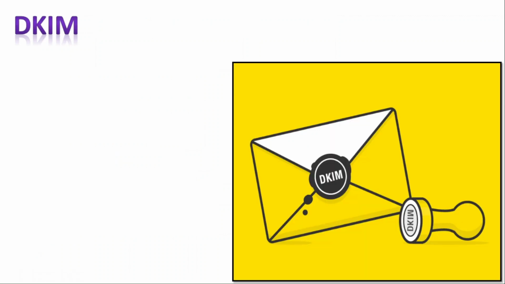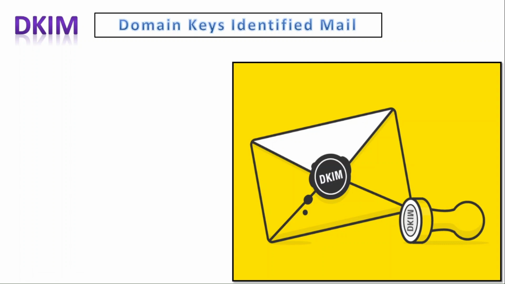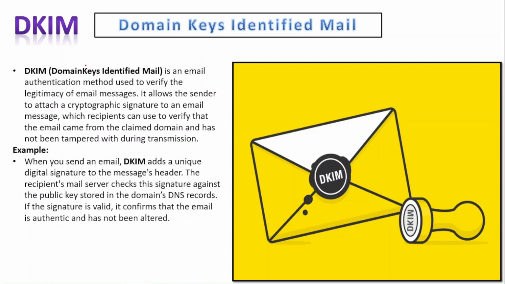DKIM, that is domain keys identified mail. So DKIM, domain keys identified mail, is an email authentication method used to verify the legitimacy of email messages. It allows the sender to attach a cryptographic signature to an email message, which recipients can use to verify that the email came from the claimed domain and has not been tampered with during transmission.